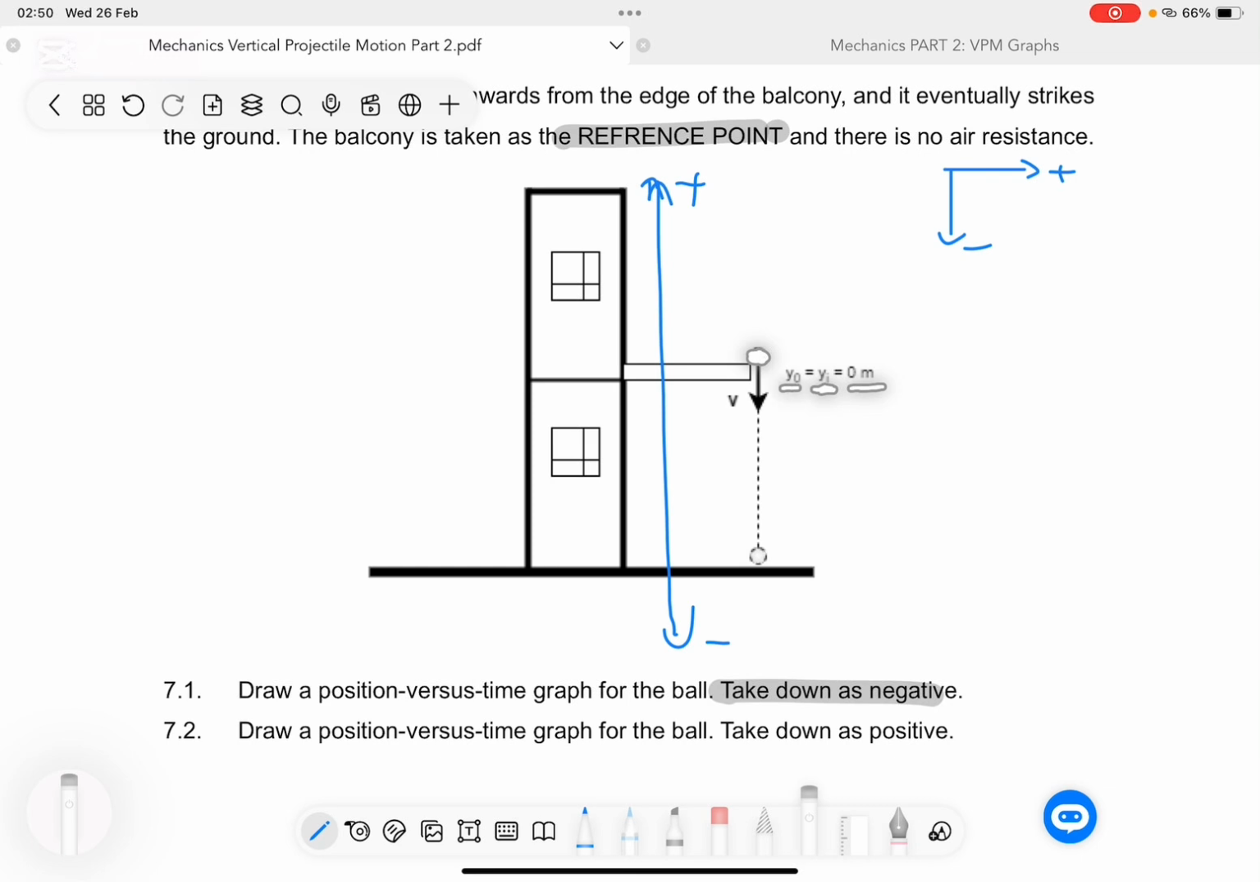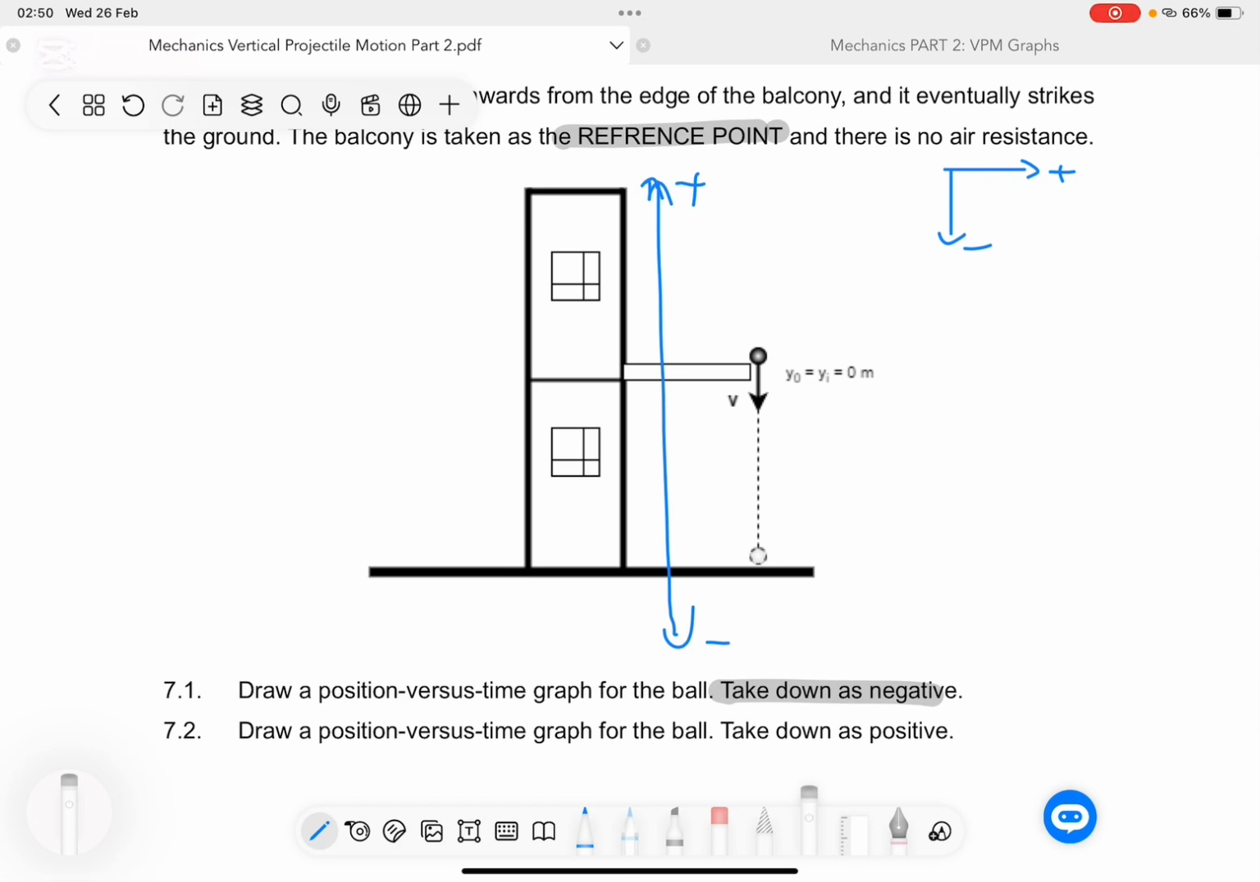So the reference frame y0 is the same as the initial position, and they are both 0 because that's where the object starts moving. It starts moving where we measure our 0. But here is the thing that's different. This object starts moving with a velocity v. It is not dropped. It is actually thrown downwards. It has been given some velocity to move downwards.